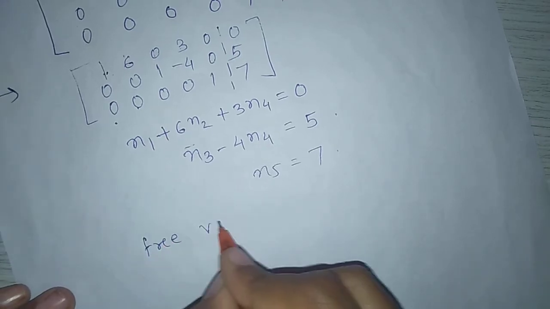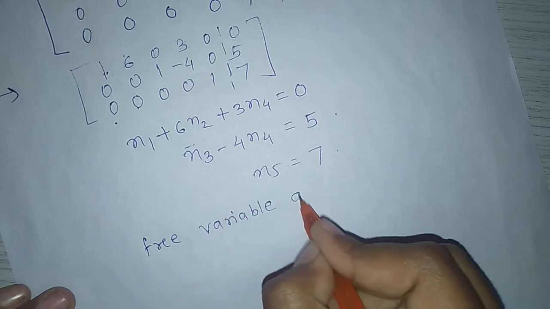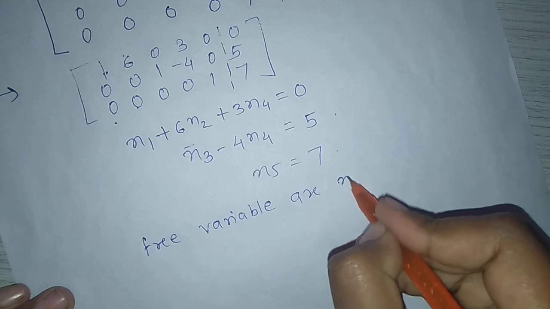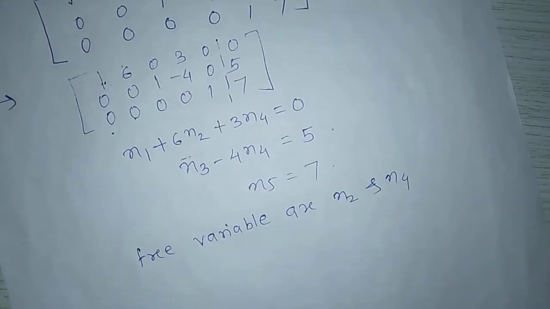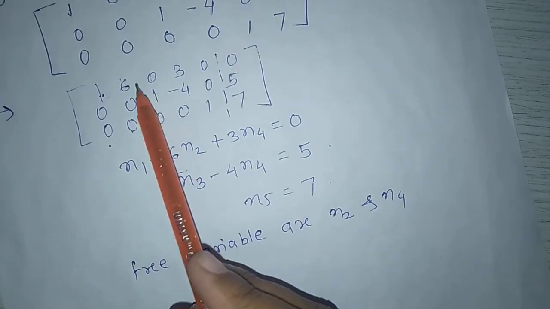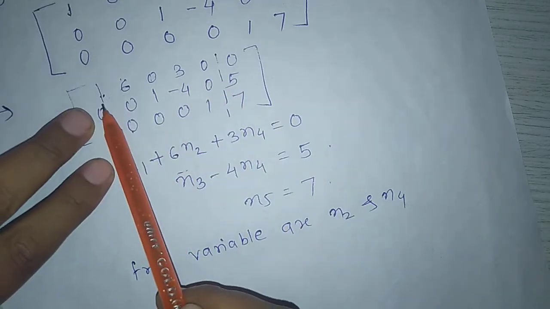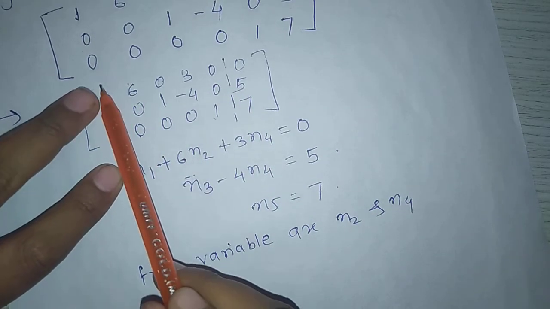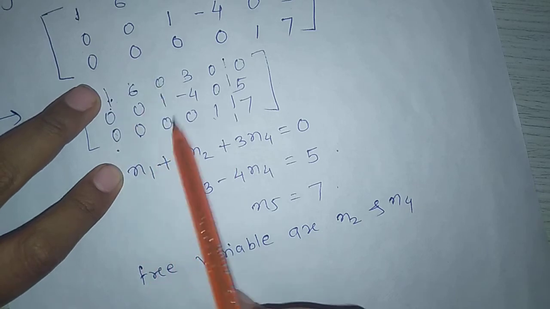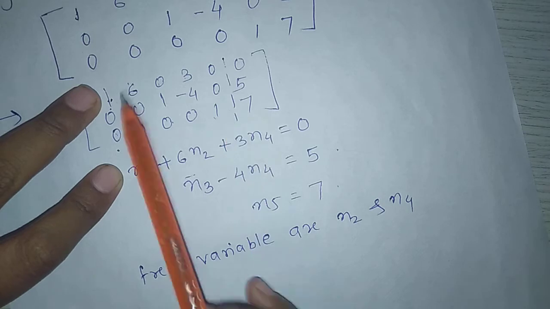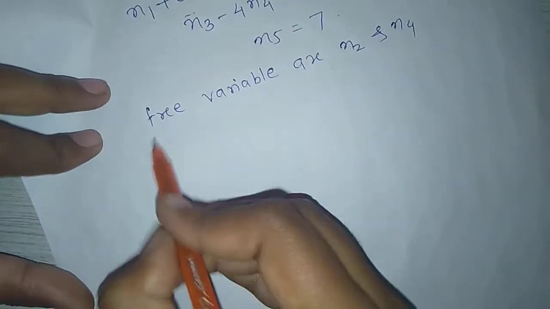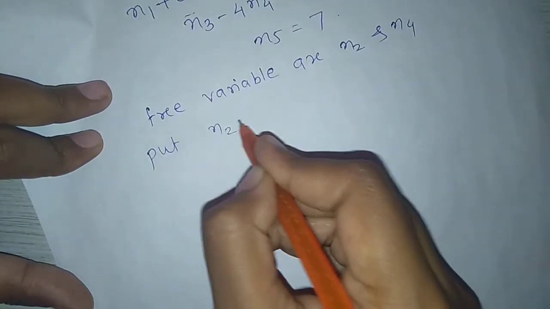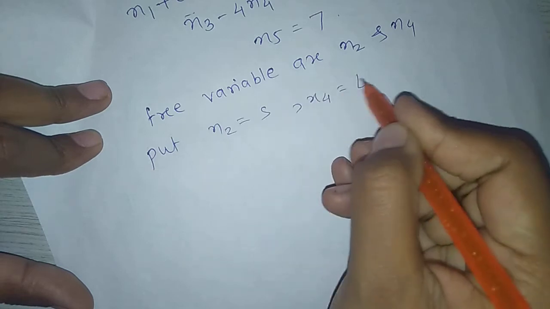Now the free variables are x2 and x4 because a pivot element does not occur at the columns of the coefficients of x2 and x4. The pivot elements are 1, 1, 1: this is the coefficient of x1, this is the coefficient of x3 and this is the coefficient of x5. So x2 and x4 are the free variables. Put x2 equal to s, x4 equal to t.